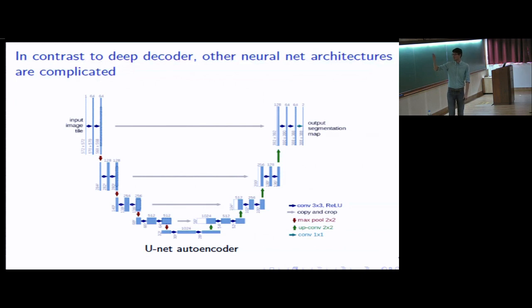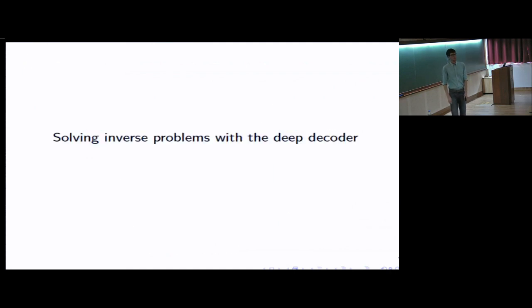I see the up convolutions do it, the convolutions do it, the max pooling does it, the skip connections draw it. So this network is so complicated, it's hard to understand what aspect of it makes it good for natural images, right? So now that we've introduced the deep decoder, what can we do with it? Well, we can solve inverse problems.